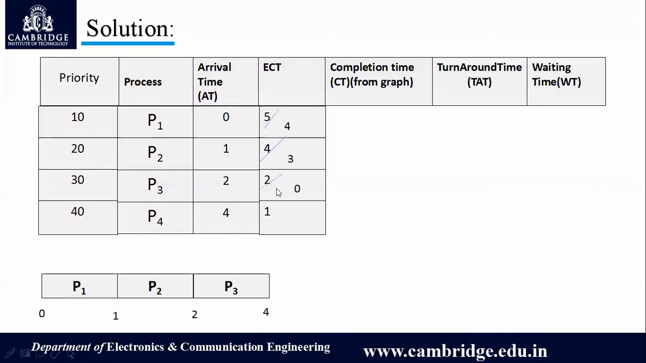With that, P3 is completely executed. You can remove it from the running queue. But at 4 milliseconds, you have P4 coming in. So at 4 milliseconds, the pending processes are P1, P2, P4. Out of these, your highest priority is for the P4 process. So P4 would be chosen, and that would be executed for 1 millisecond, because the ECT of P4 is only 1 millisecond. So P4 is completely executed. You can remove it from the queue.